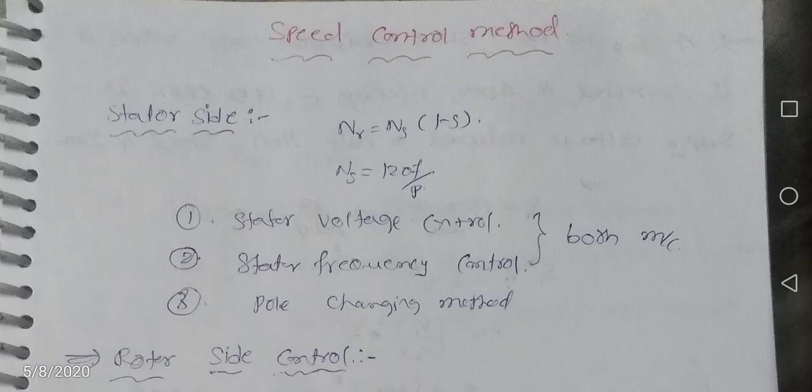The pole changing method is suitable only for squirrel cage induction machine. It is not suitable for slip ring induction machine, because in the slip ring induction machine, poles are manually changed, and in a squirrel cage induction machine, poles are automatically changed. The stator voltage control method and stator frequency control method are both for squirrel cage induction machine and slip ring induction machine.